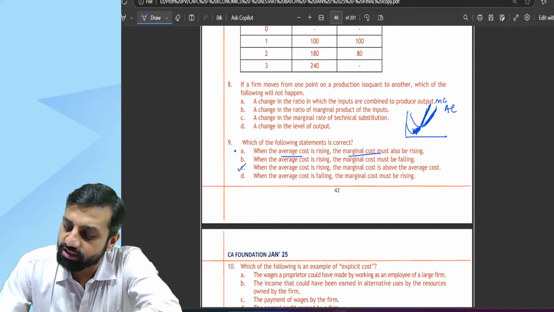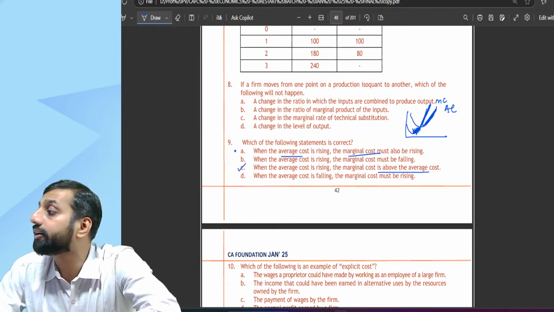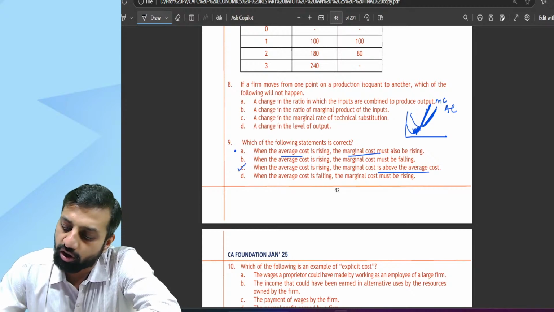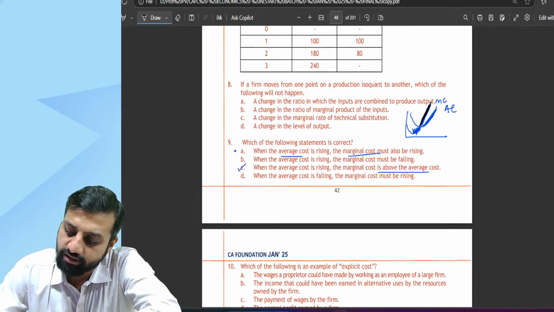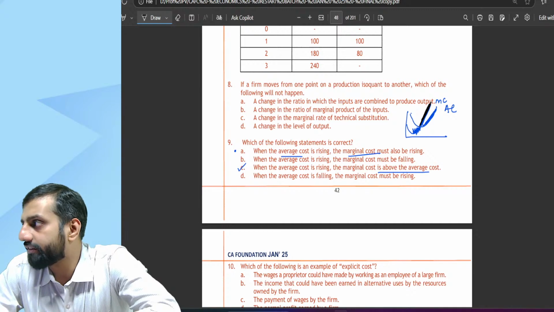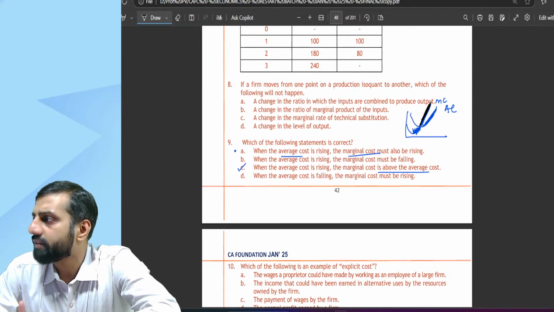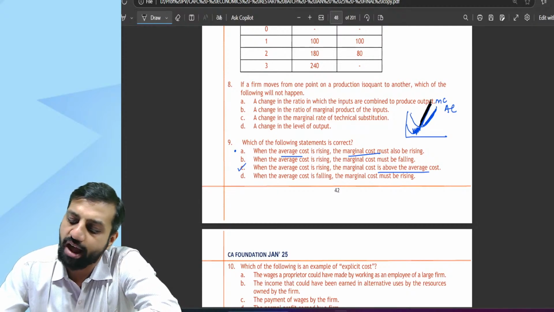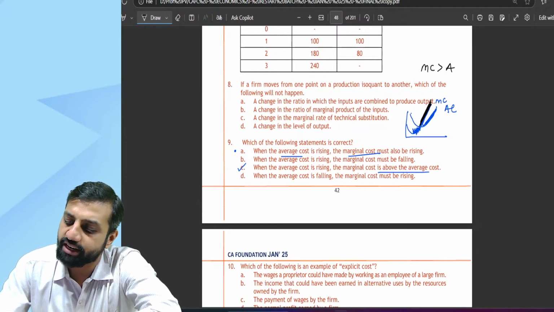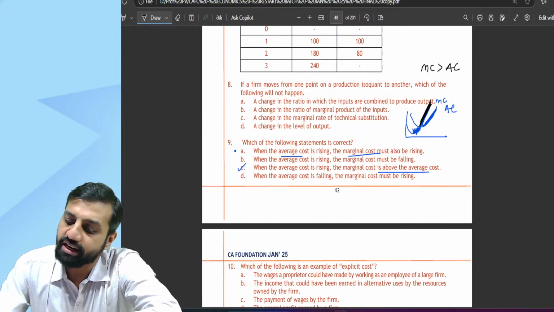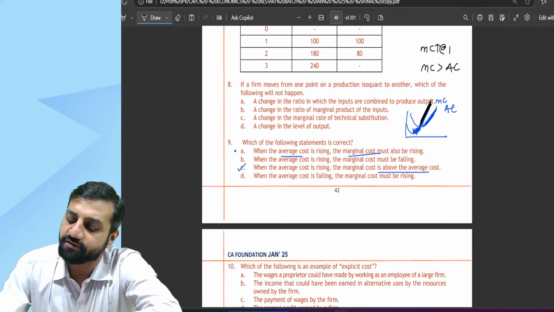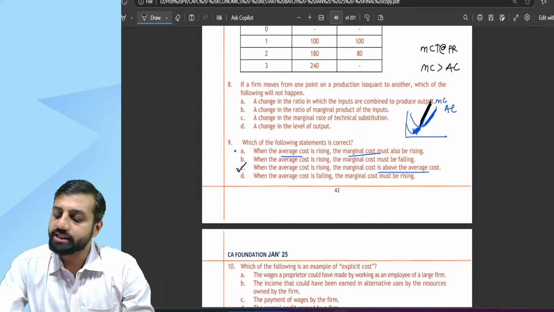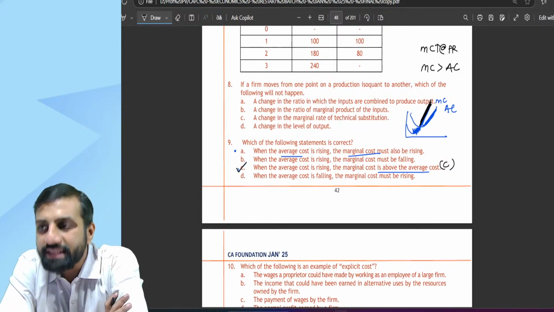When average cost is rising, marginal cost is above average cost. So if you observe, your marginal cost is in black color, your average cost is in blue color. When average cost is rising, marginal cost is above average cost, which means MC is greater than AC. If MC is greater than AC, MC rises at a faster rate, therefore it is completely above. So Surya, your answer for question number 9 should be C.